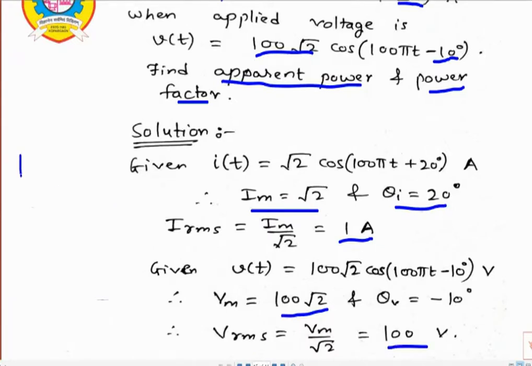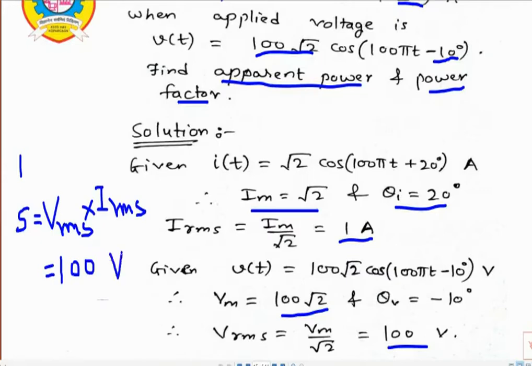Then your apparent power formula is S equal to VRMS into IRMS. So VRMS is 100, IRMS is 1. 100 into 1, it comes out as 100. And important is the unit. What is the unit of apparent power? The unit of apparent power is volt ampere. So one point is calculated.